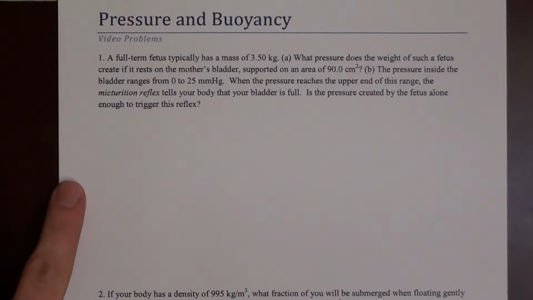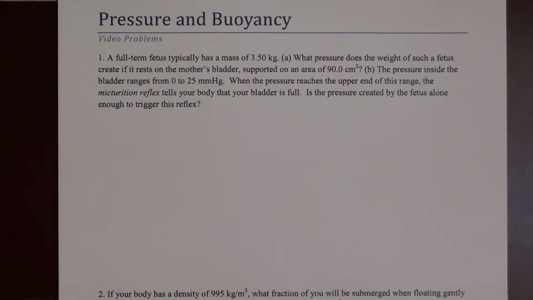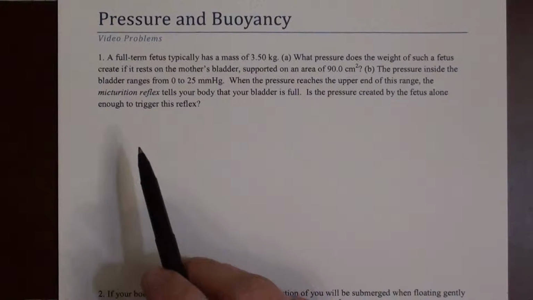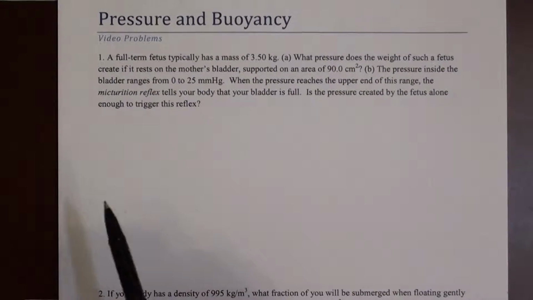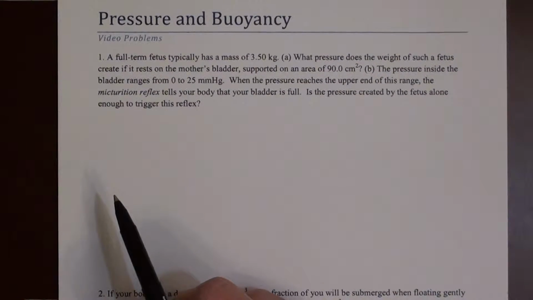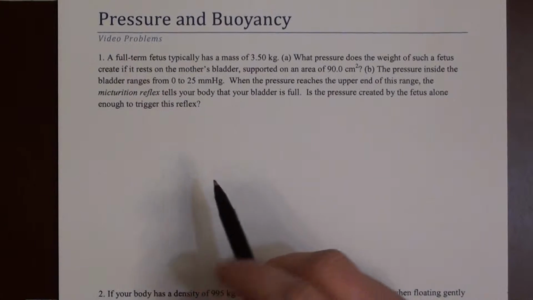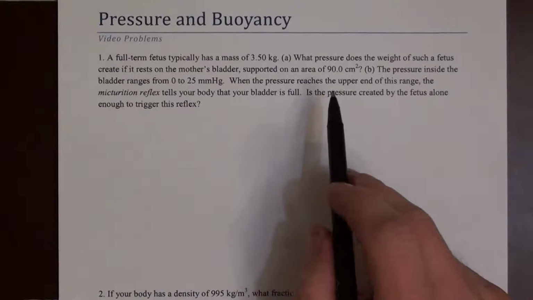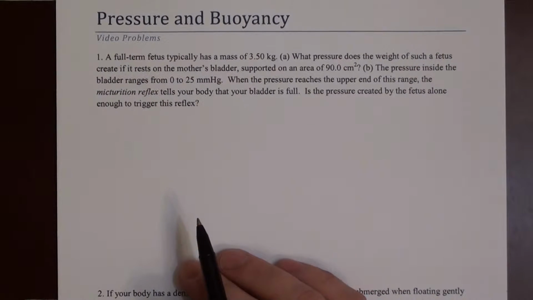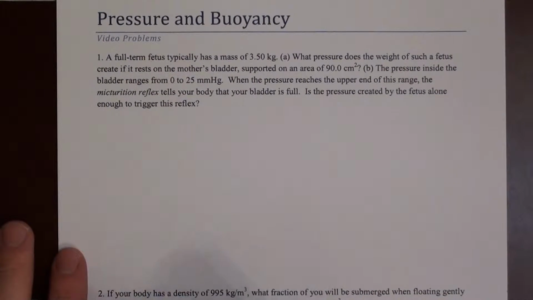Here are a couple questions relating to pressure and buoyancy. The first question says that we have a full-term fetus that typically has a mass of 3.5 kilograms. It asks us, what pressure does that fetus create on the mother's bladder? And it gives us the area for maybe the top of the bladder. So we can draw this.